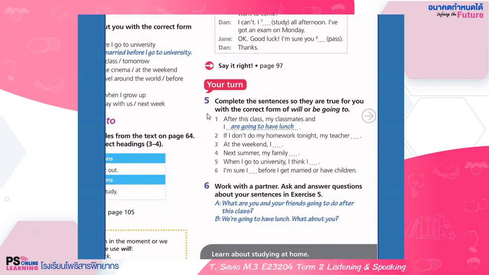Exercise 5. Your turn. Complete the sentences so they are true for you with the correct form of will or be going to. This you can do in your notebook, students. After this class, my classmates and I are going to have lunch. So students, you can complete these sentences in your notebook.